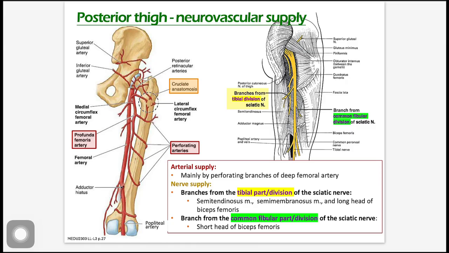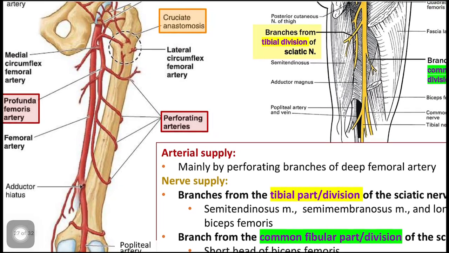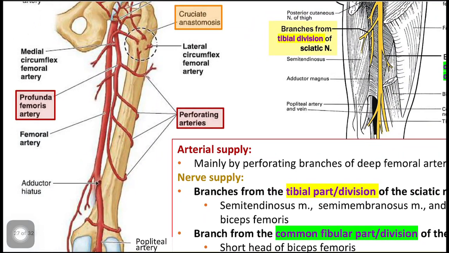So remember, for the thigh, the most important blood supply is actually from the deep femoral artery. The deep femoral artery relies on the branches here, which are called the perforating arteries. Forget about how many. Some textbooks say 3 to 5, 2 to 4. You count as many as you can. You see it when you do dissection, then you know it.